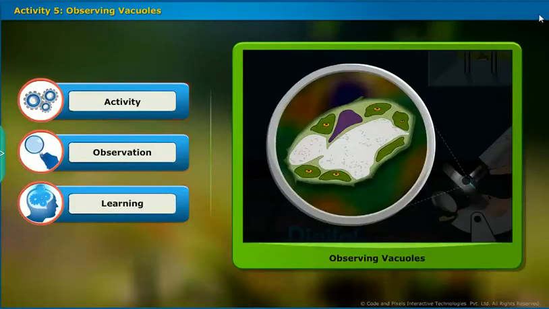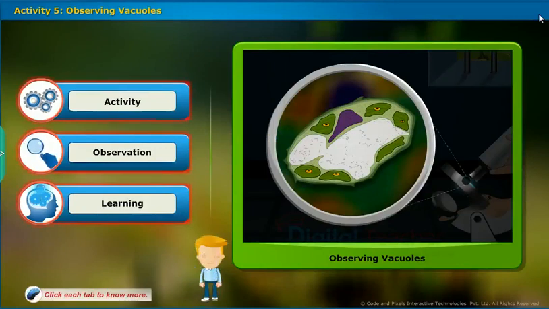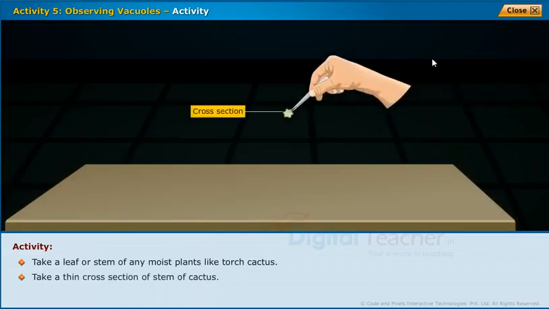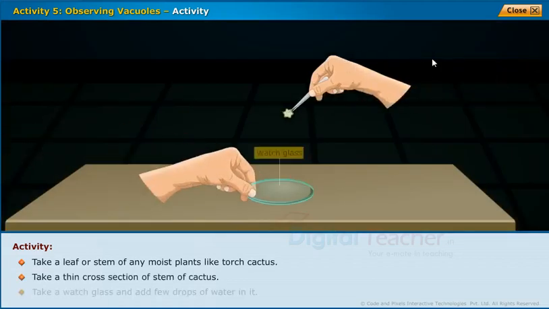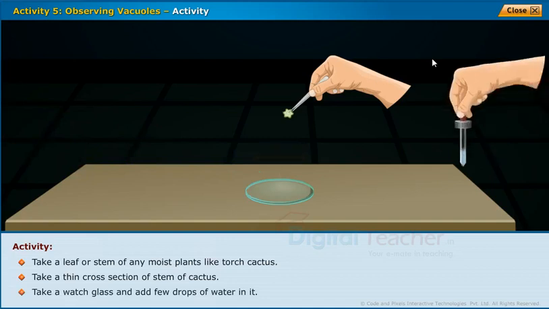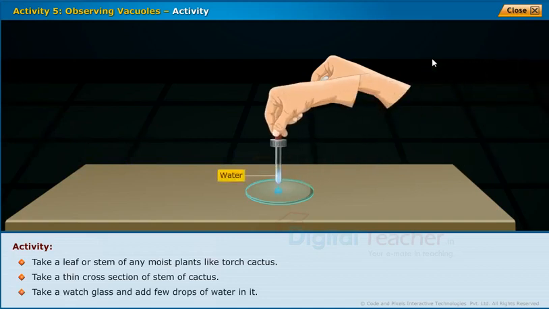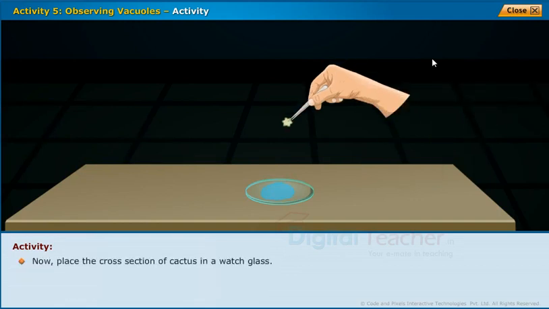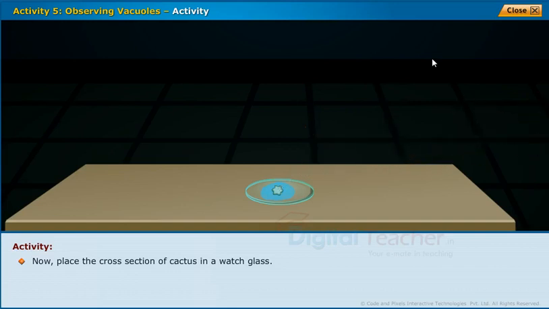Here, let us perform an activity to observe the vacuoles in cactus leaf. Click each tab to know more. Take a leaf or stem of any moist plants like torch cactus. Take a thin cross-section of stem of cactus. Take a watch glass and add few drops of water in it. Now, place the cross-section of cactus in a watch glass.